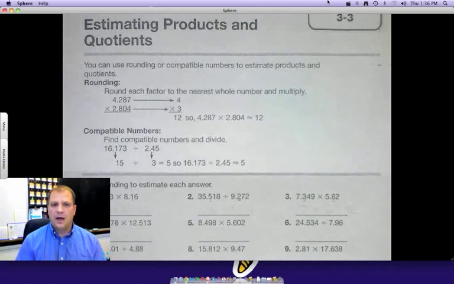So with compatible numbers, there is always more than one option. There isn't one right answer. And again, I should repeat that: with compatible numbers, there may be one or more than one way of using compatible numbers for a particular problem to create an estimate.